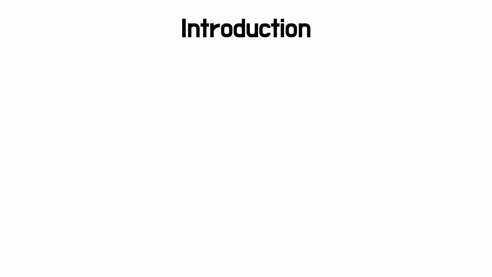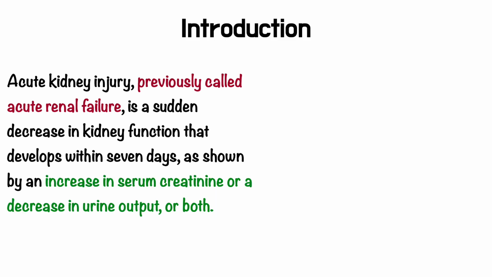Acute kidney injury was used to be called acute renal failure, and it is a condition where there is a sudden decrease in kidney function, characterized by an increase in serum creatinine or a decrease in urine output, that is oliguria, or both of them simultaneously, right? And this should happen within 7 days of symptom development. So that is how acute kidney injury is defined.